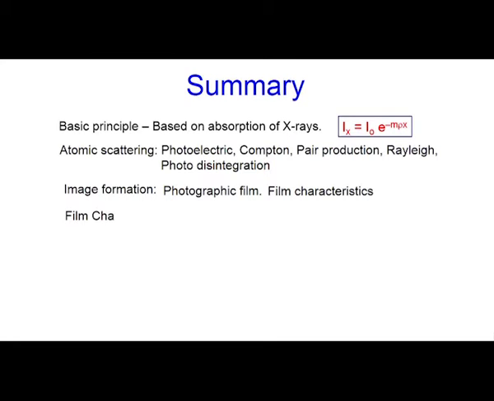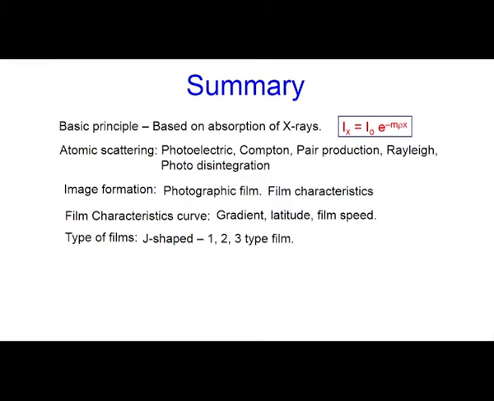And we also learned about what is called a film characteristic curve, from which you could derive these film parameters like gradient, latitude and film speed. And from the characteristic curve we also learned that there are two types of curves or two types of films. One is J-shaped, in which you have type 1, 2 and 3 film, and the other one is S-shaped, in which you have type 4 film.